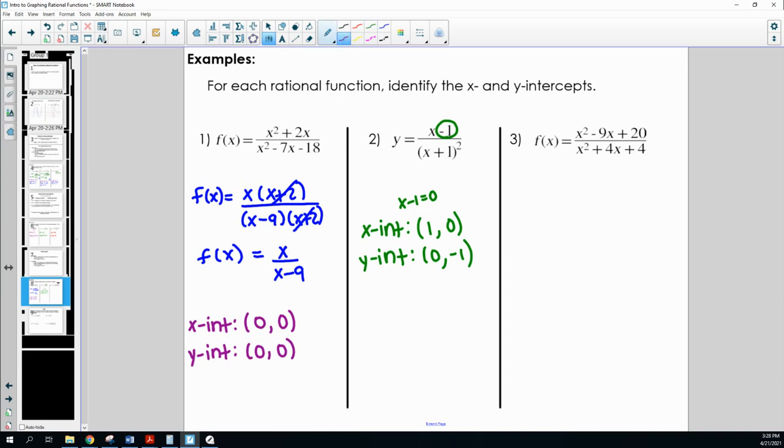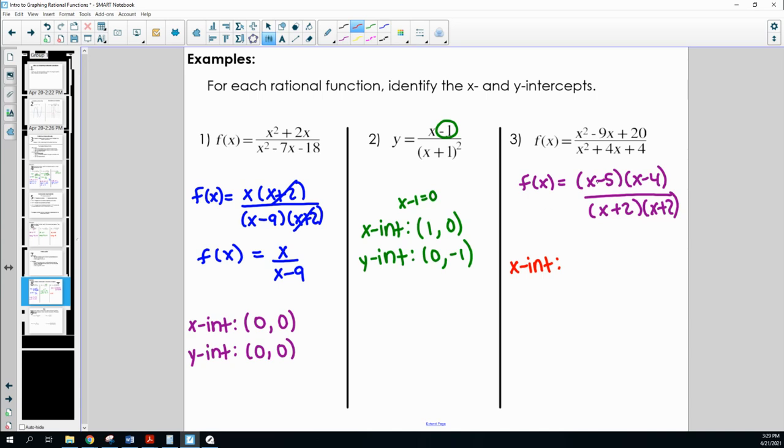Okay, and let's look at this last example. So again, we want to make sure that we factor everything first. So here we're going to have x minus 5 and x minus 4 over x plus 2, x plus 2. Here nothing cancels out. So for the x-intercept, we're going to take the numerator and set it to 0. But there's two factors, and that's fine. We can have more than one x-intercept.